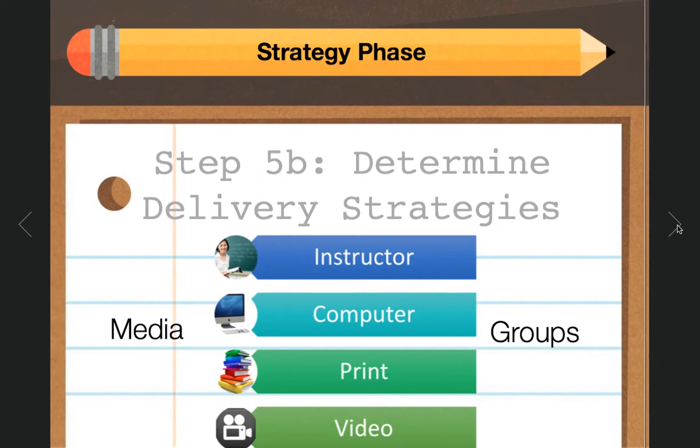Part B of this step is to determine the delivery strategies. During this step, designers must decide on the appropriate media for instruction and to determine the grouping strategy. Designers must ask what will be used to deliver instruction: the teacher, computer, print, or video. When choosing the media, designers must consider the learning tasks, instructional conditions, learner characteristics, context, and media attributes. The designer must also determine how to group the students.